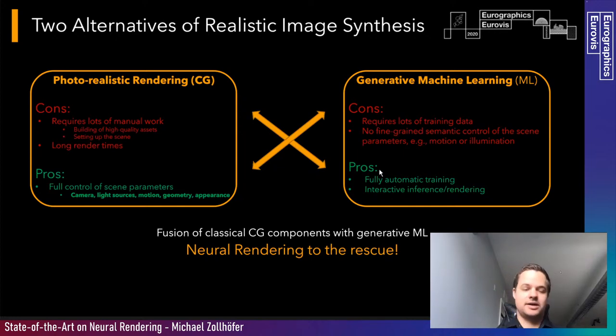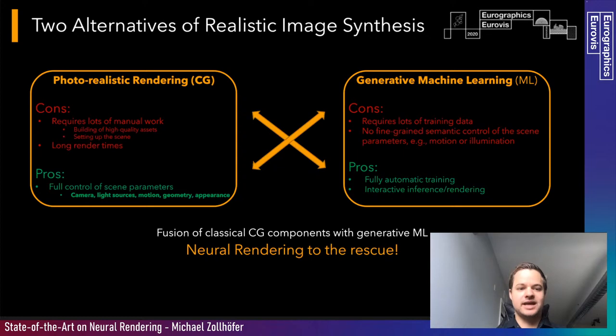On the plus side, if we have the data, we can train these approaches fully automatically and learn all of that from the data instead of handcrafting it. And these approaches most of the time already come with interactive inference speeds. So you can do this rendering at interactive rates. These approaches are most of the time really, really fast compared to global illumination rendering.